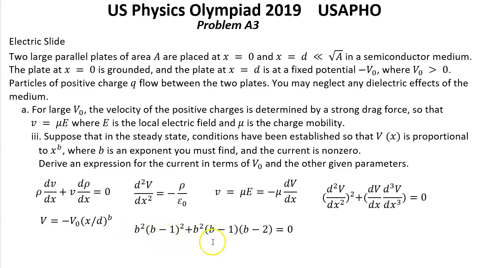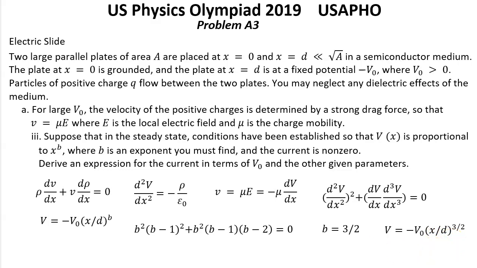We have three roots. Root b equals 0 cannot satisfy the boundary condition. For b equals 1 we have zero current, so we have only the root b equals 3 over 2. And finally we have potential equal to negative V0 multiplied by x over d to the power 3 over 2.